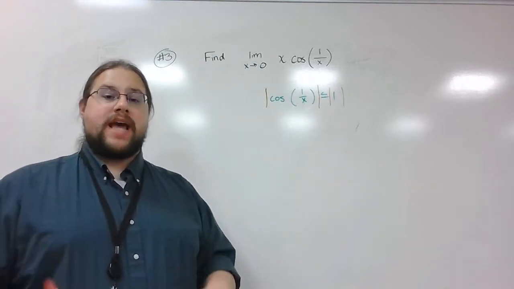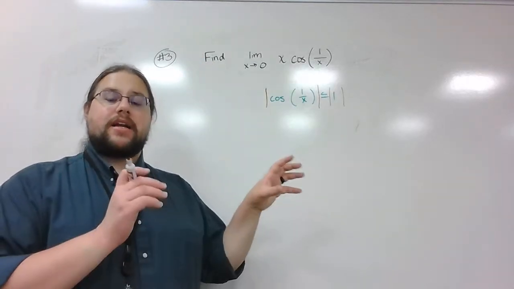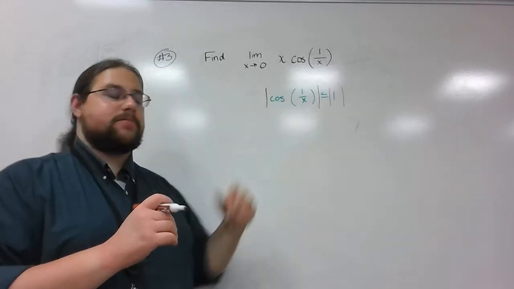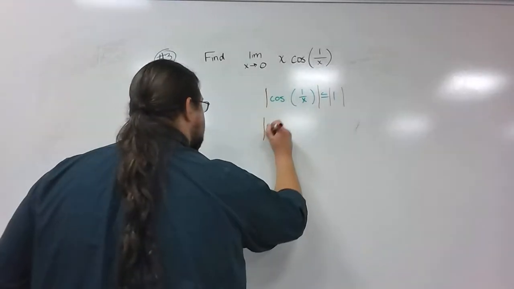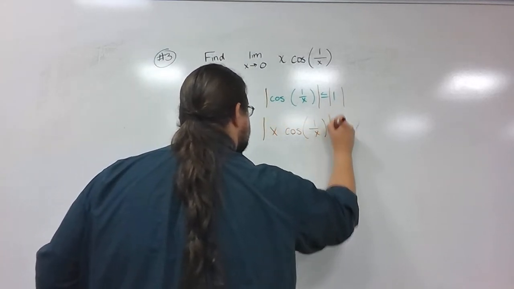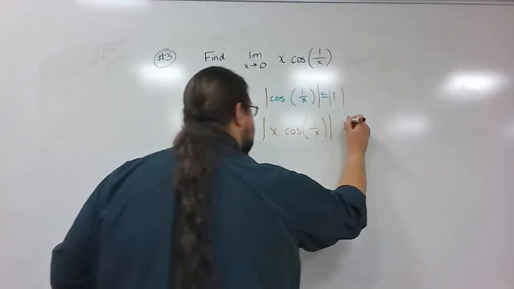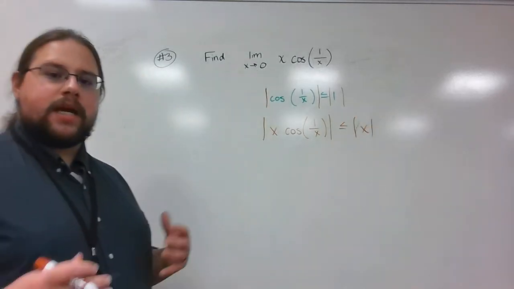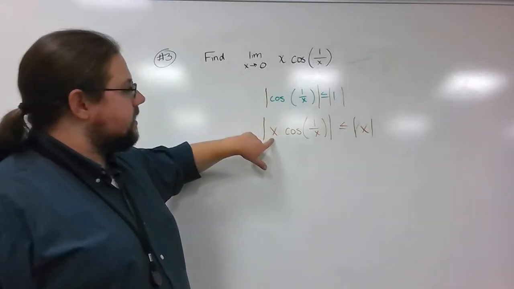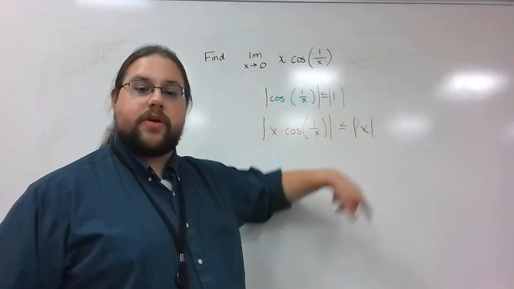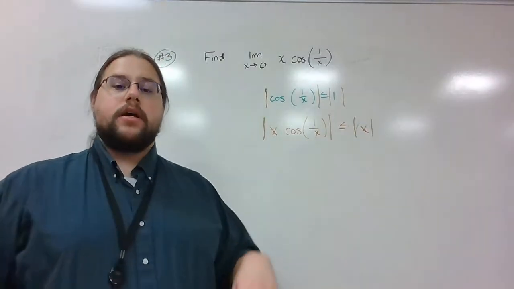So here's what we're going to do next. Now I'm going to put the cosine and the x together. I'm going to put them both inside the absolute values. So here's what I've got. The absolute value of x times cosine of 1 over x is less than the absolute value of x. Okay? Again, let me repeat. I just stuck the cosine and the x together in the absolute values, so I had to do it over here. I had to stick the x in the absolute values.